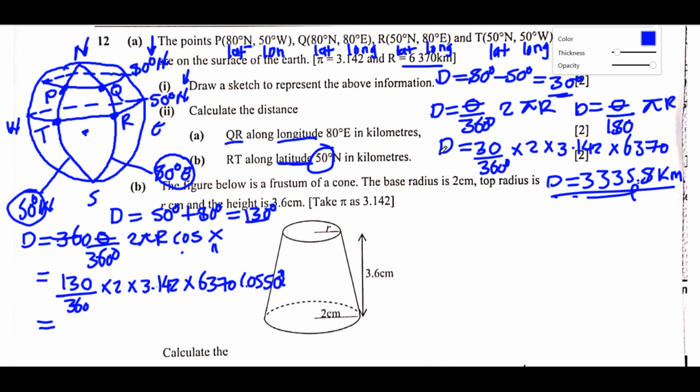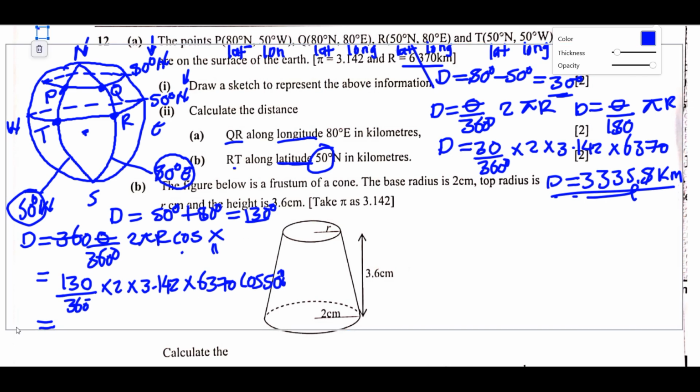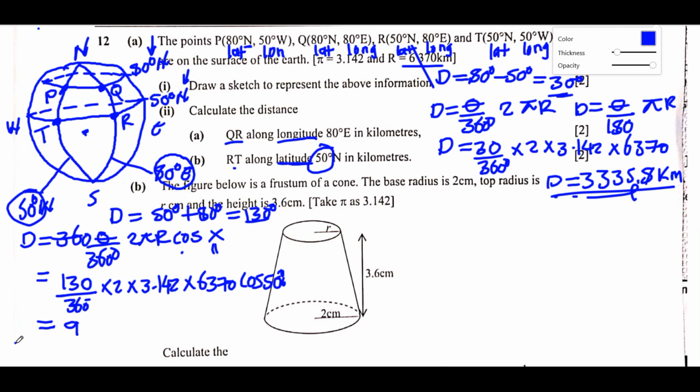So according to my calculations, I'm getting 9,291.45, which is 9,290 kilometers to 3 significant figures. So this is our final answer. We move on to question B.